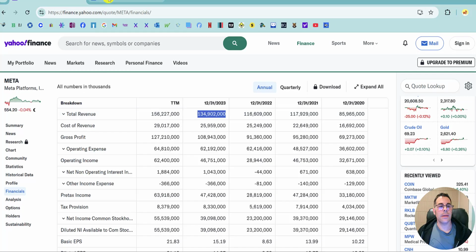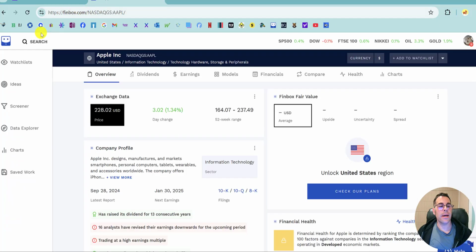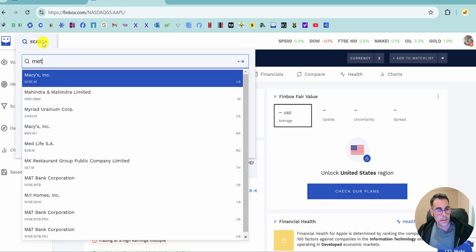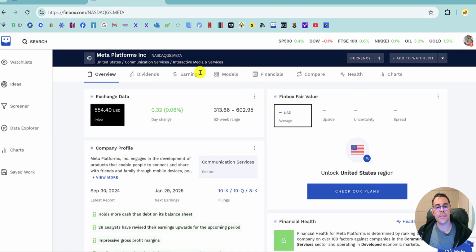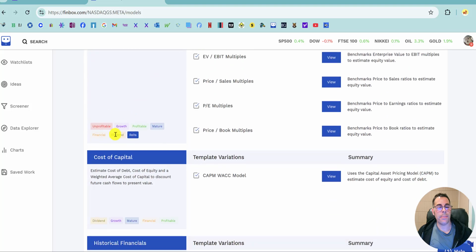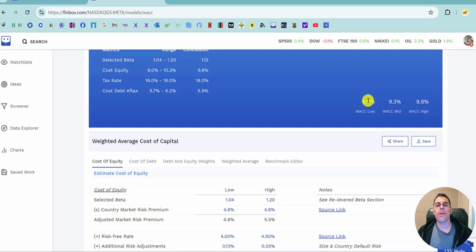Now the WACC. Go to Finbox, finbox.com, search Meta. Then you click on Models. Scroll down to Cost of Capital. Click View. The WACC is from 8.8 to 9.8. I like to choose the middle one, but if you want to be conservative, choose the higher one. The higher the WACC, the lower your valuation. So we'll choose 9.3%. We'll copy that.